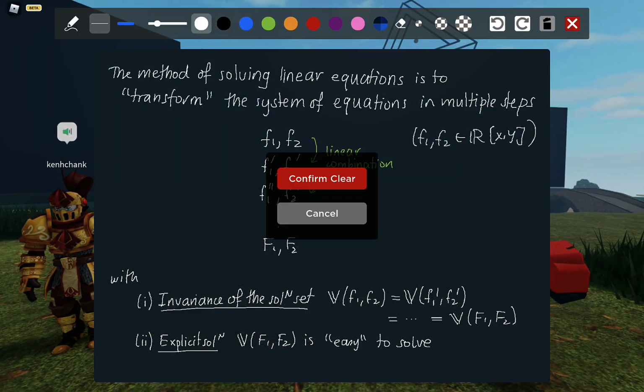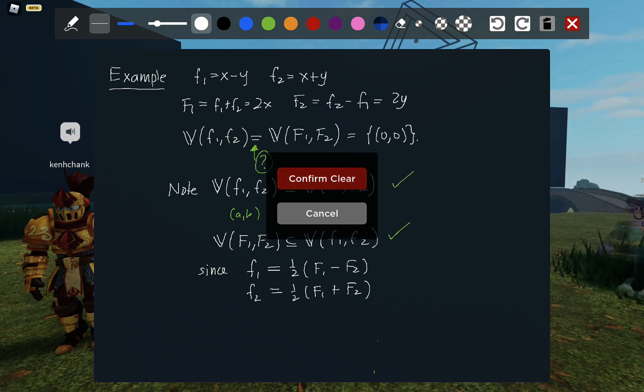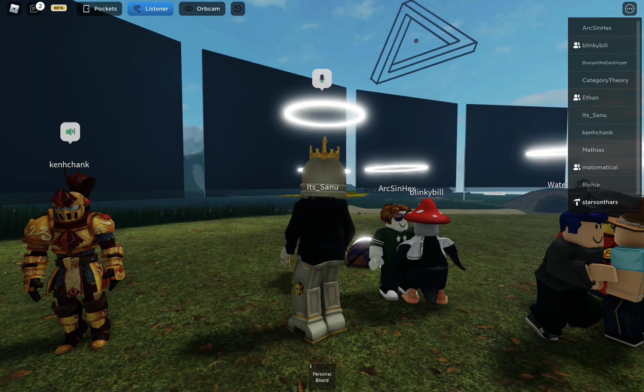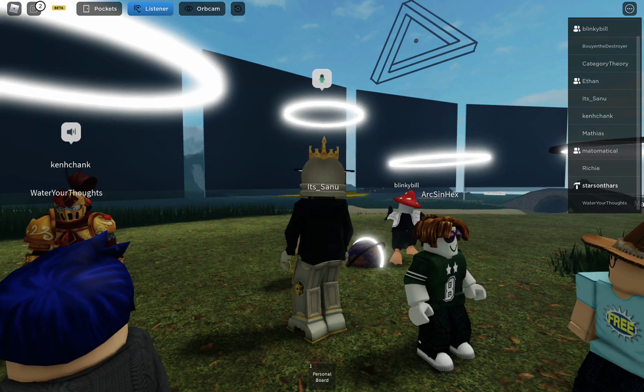Okay, cool. Thanks for erasing the boards. And more notation. Okay, maybe I should wait until everybody's here first. So more notation, right? You often see this.